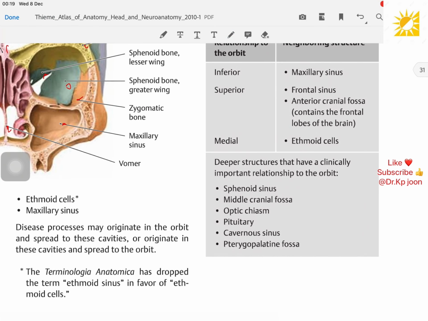And if we talk about deeper structures that have clinically important relationships to the orbit, they include the sphenoid sinus, middle cranial fossa, optic chiasm, pituitary, cavernous sinus, and pterygopalatine fossa.